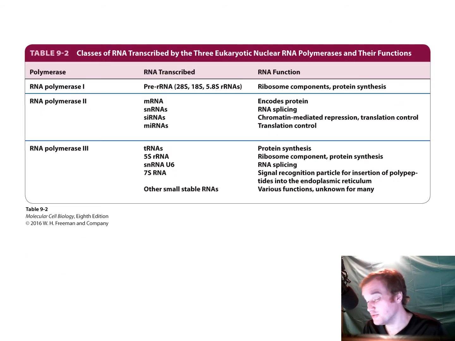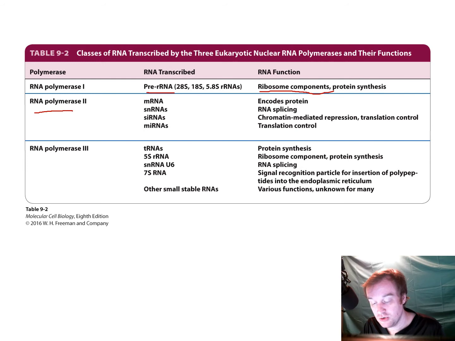So this is likely review, but this is a good informative slide here that we can quickly hit on. So there are three classes of RNA polymerases that are transcribed by eukaryotes: RNA polymerase 1, 2, and 3, and they all have slightly different functions. RNA polymerase 1 helps to make pre-RNA for what will eventually become rRNAs. It's responsible for transcribing the genes for the ribosomal components and protein synthesis.